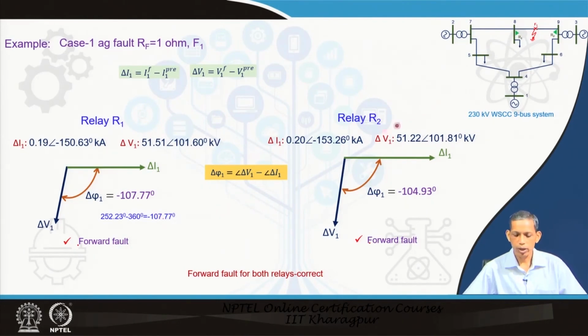Now, going to the R 2 side, the corresponding delta I 1 from this I 1 pre and the I 1 fault, delta V 1 from the V 1 fault and the V 1 pre happens to be like this. Similar to this, employing this relation, we can find out delta phi 1 to be minus 104.93 degree, which is having negative angle, it implies forward fault, which is also correct. So, we see that for this case, with the superimposed component approach, both relays find the direction properly.